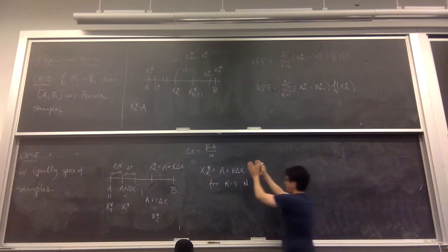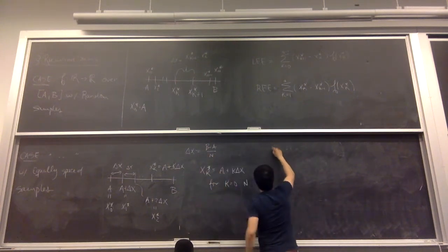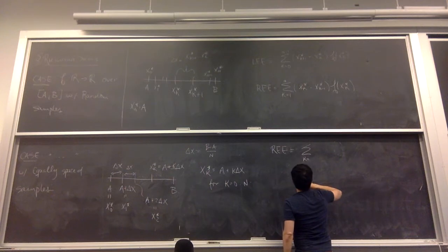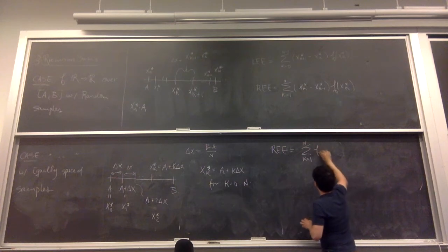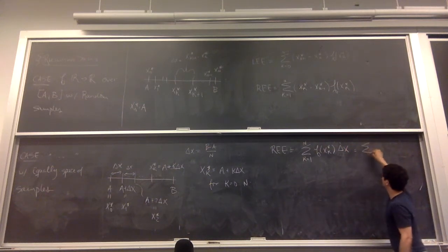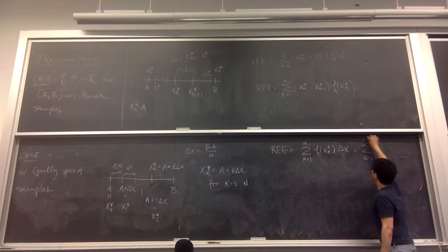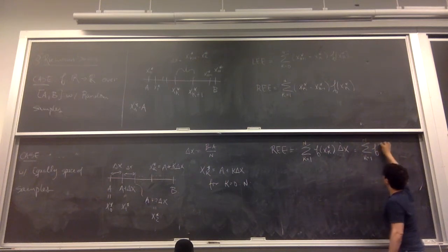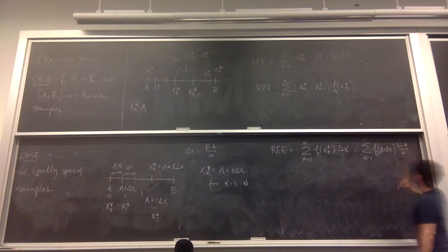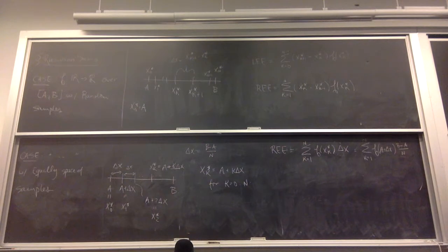Okay, so here's the sample points, here's the width. So very easily, the right endpoint estimation is going to be the sum from k equals 1 to n, and I'm going to write it like this: F of the kth sample times delta x. Okay, so I could really write this as the sum from k equals 1 to n of f of A plus k delta x, times delta x, which is B minus A over n. Okay. So you can just give this to a computer and go off to the races.